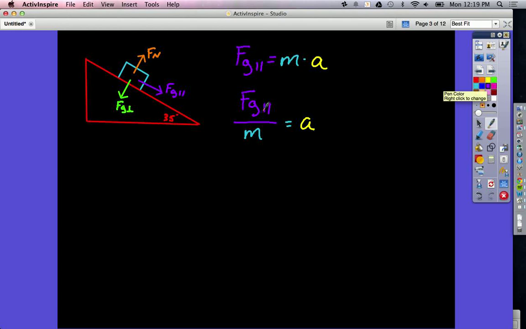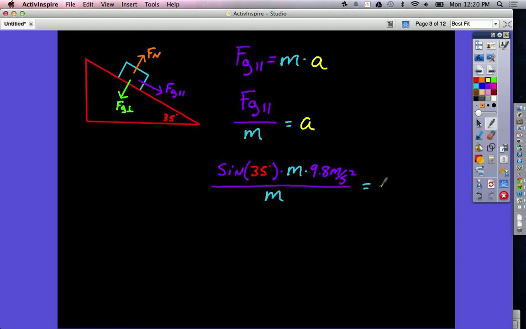Now the equation for force of gravity parallel, we've already learned that. That is the sine of the angle of the hill, which is 35 degrees, times the mass of the block itself, times g, which is 9.8 meters per second squared. We divide that by mass, and that will give us the acceleration.